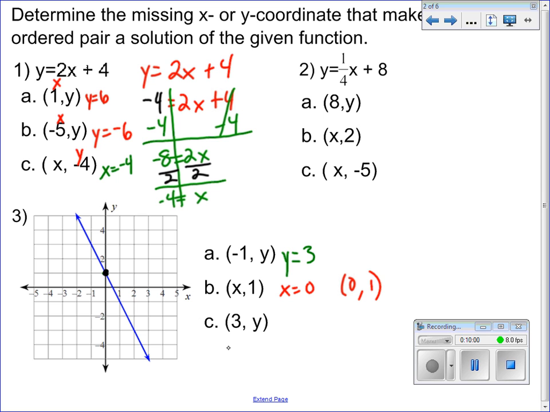So go ahead and finish part C on your own as well, and then do question number 2. Good luck. We'll go over this tomorrow in class.